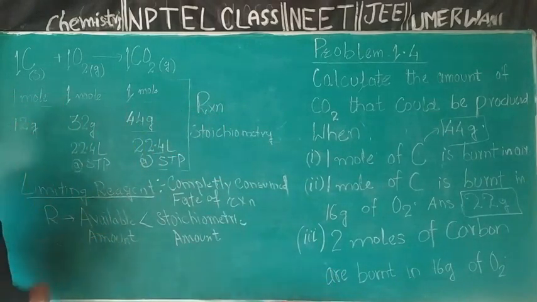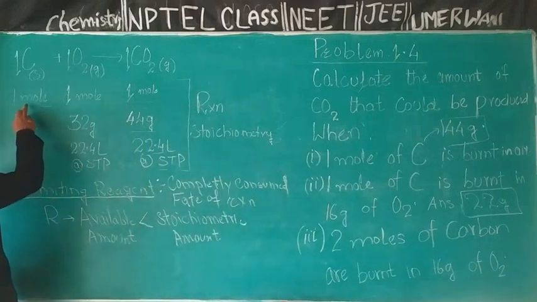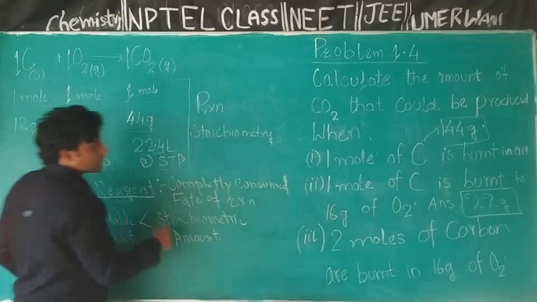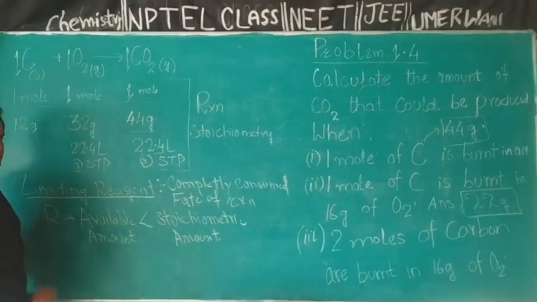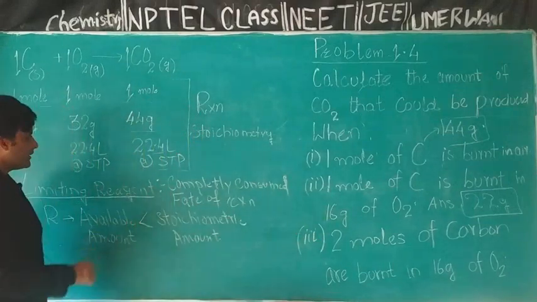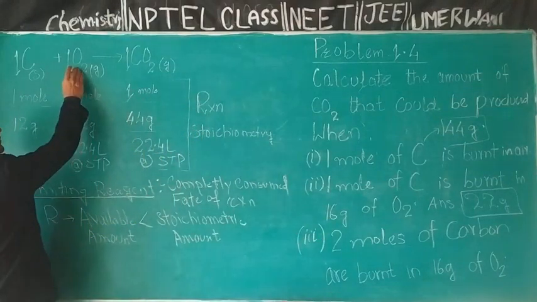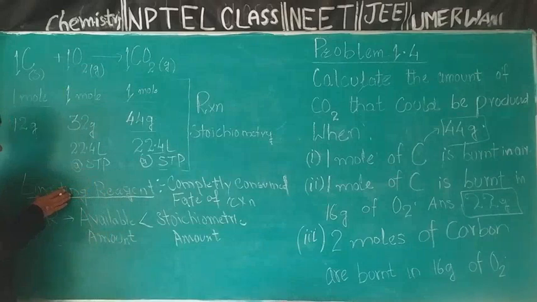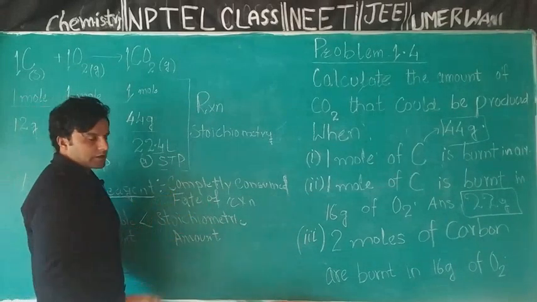Now, compare with stoichiometric quantities. For 1 mole of carbon, 32 grams of oxygen are required. And if we take 2 moles of carbon, 64 grams of oxygen will be required, but available is only 16. Here again, available amount of oxygen is less than stoichiometric amount, required amount. Therefore, here in part third as well, oxygen is the limiting reagent. It will be completely consumed.